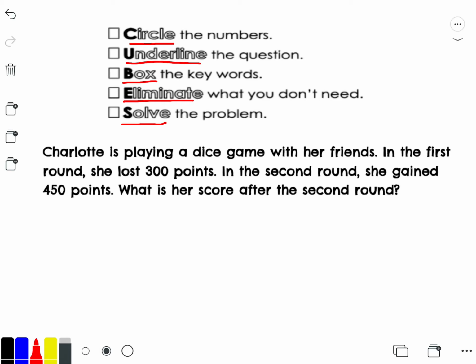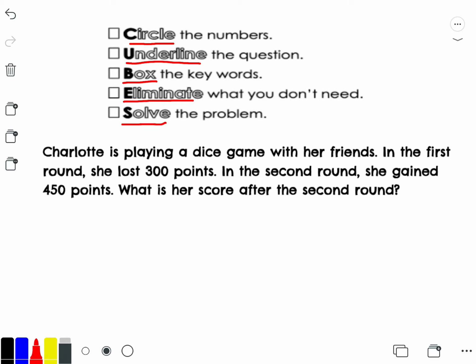All right, so let's go ahead and try to solve this example about Charlotte. So Charlotte is playing a dice game with her friends. In the first round, she lost 300 points. In the second round, she gained 450 points. What is her score after the second round?